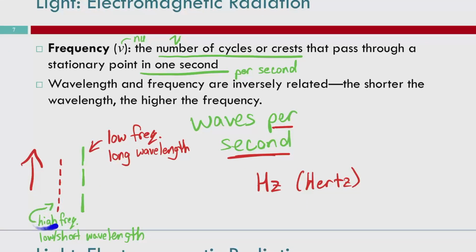If you have a really high frequency, you have to have really short waves for you to get all those waves through that point in the same amount of time. If you've got a really low frequency, you have to have really long wavelengths. So these two properties are inversely related. When one number is really big, the other number is going to be really small.